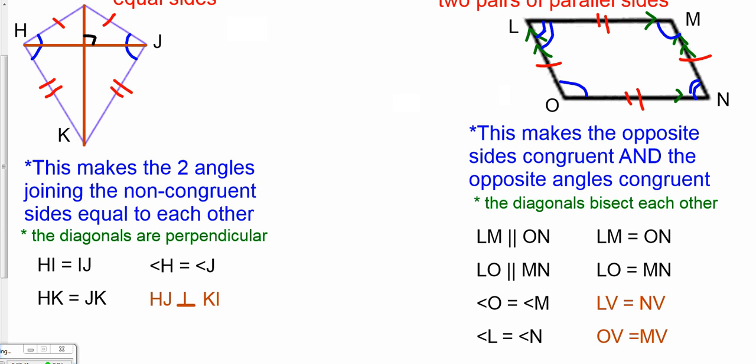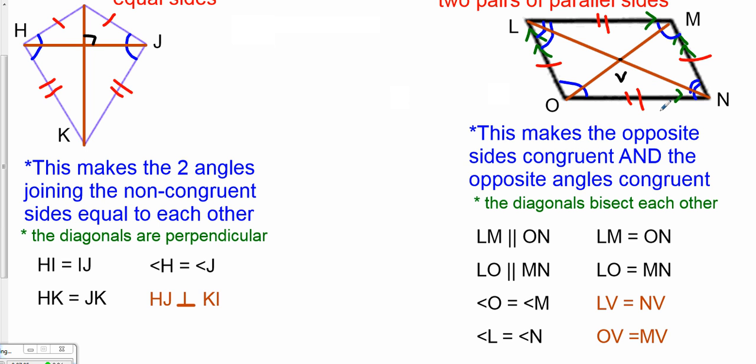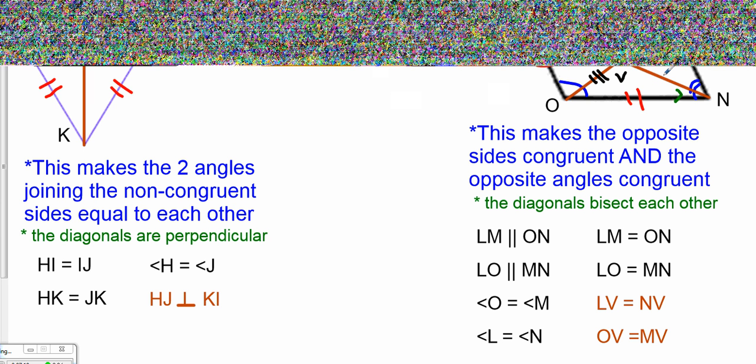The last thing we need to look at is whether the diagonals do anything. If I draw a diagonal here to here and here to here, we don't necessarily know if they are the same exact length as each other. Sometimes they might be, but not always. We're going to call this spot where they cross each other V. We know that these diagonals will bisect each other. So I'm going to use 3 dashes for this one: O to V is the same as M to V. I'm going to use a little circle for this one: L to V is the same as N to V.